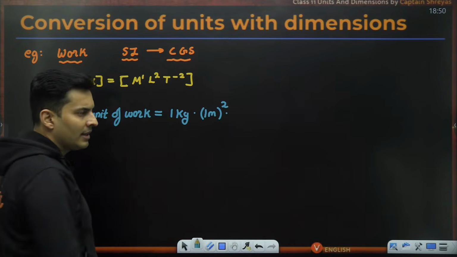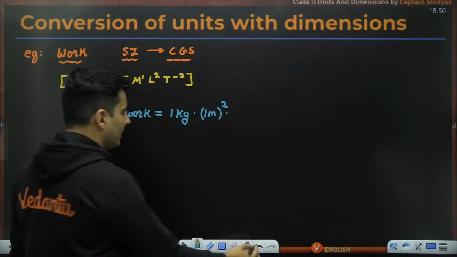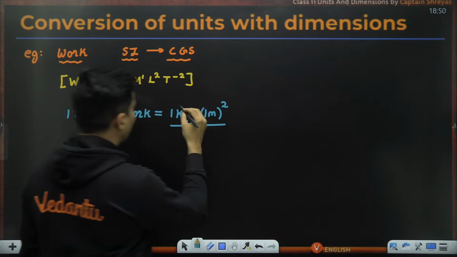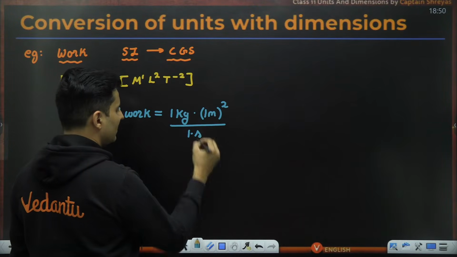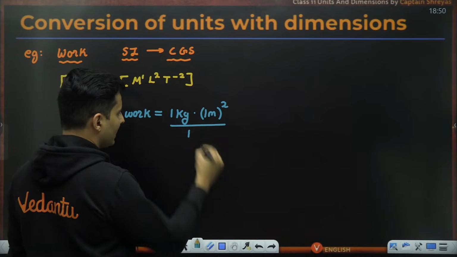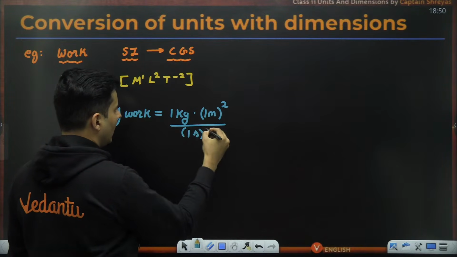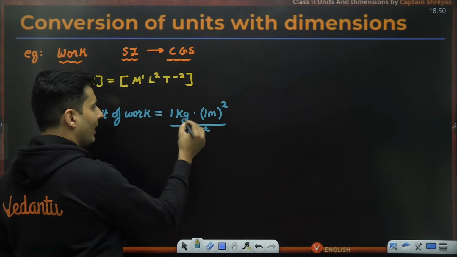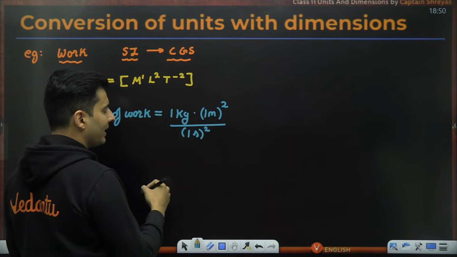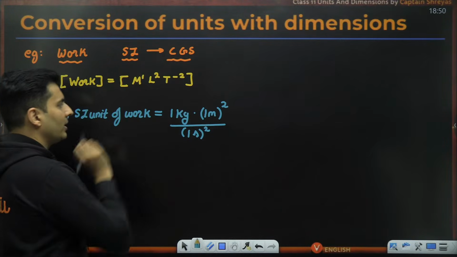That is why dimensions are needed. Time, well, time is below, and it is nothing but 1 second, the SI unit of time, and it is also raised to minus 2. So 1 kg into 1 meter square into 1 second to the minus 2. That is your SI unit of work.